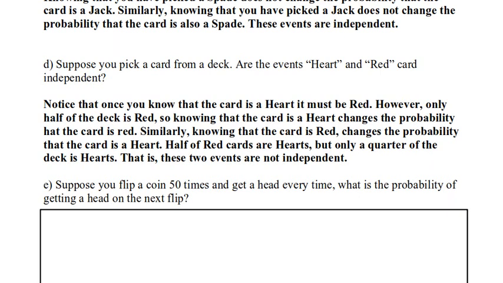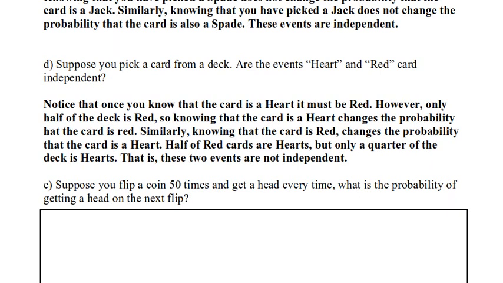However, only half the deck is red, so knowing that the card is a heart changes the probability that the card is red. Similarly, knowing that the card is red changes the probability that it's a heart. Half of the red cards are hearts, but only a quarter of the deck is hearts, so these two events are not independent.